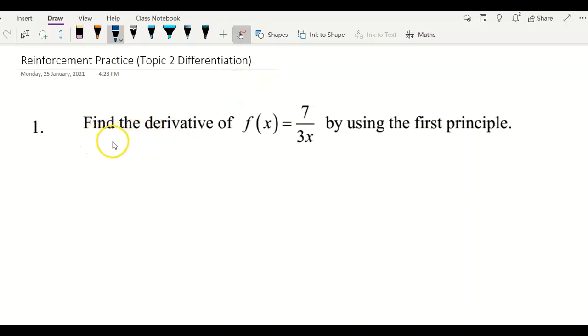I have 9 questions in total. So let's look at this question. Find the derivative of f(x) equals 7 over 3x by using the first principle.